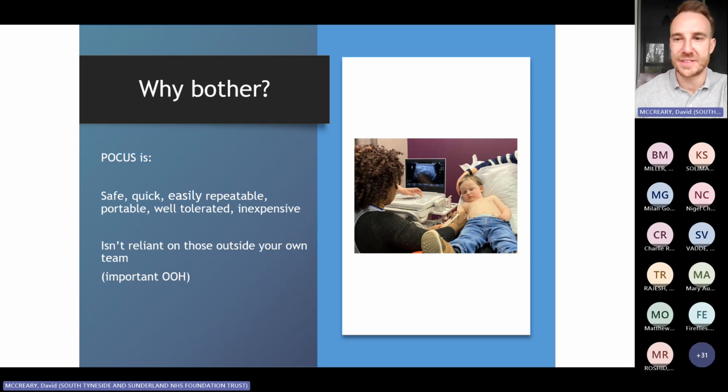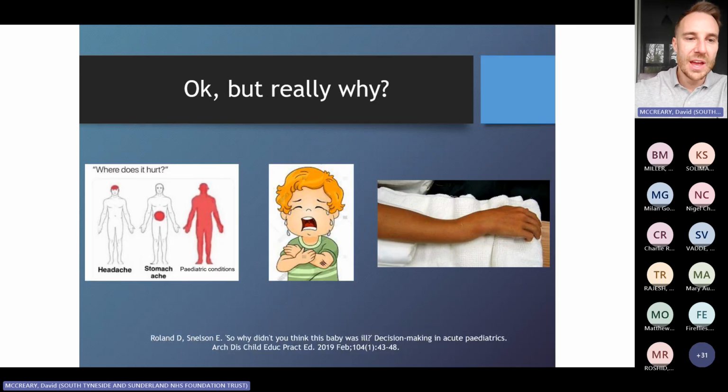It's inexpensive after the initial outlay of the machine, but this is an interesting point that I added in: you're not reliant upon someone external to your own team. So if this is Saturday morning or late at night, which is when a lot of abdominal pain winds up in the department, we can make decisions by ourselves, which I think is a benefit. Okay, I still haven't convinced you, so I'll continue.